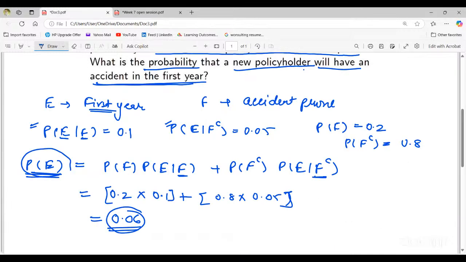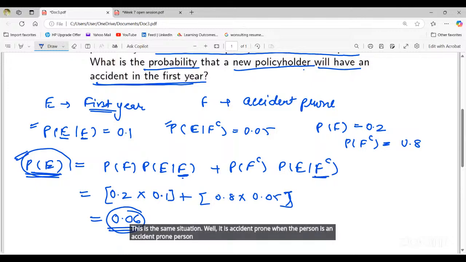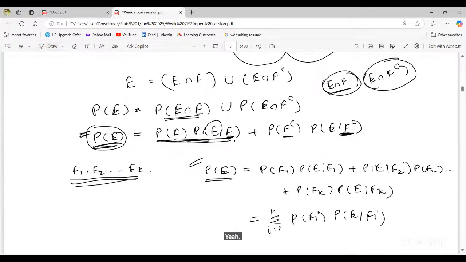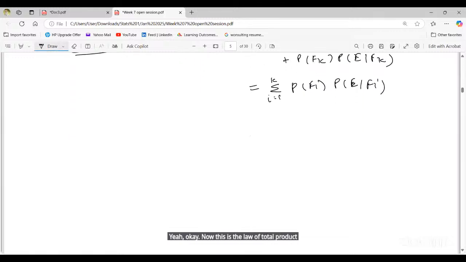This is the same situation: when the person is accident prone, or when he is not accident prone. So we are taking these two conditions. Got my point? Now this is the law of total probability. Then comes the Bayes rule.